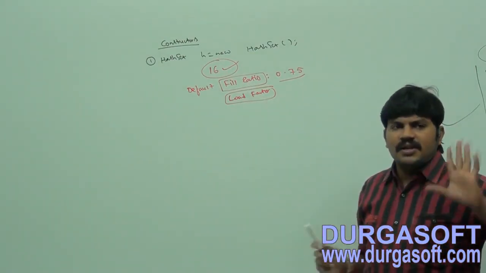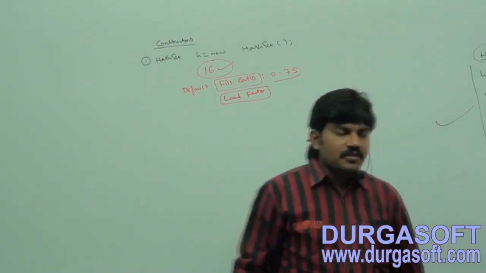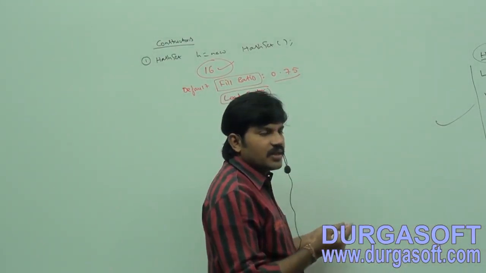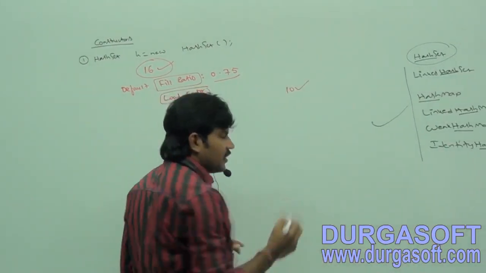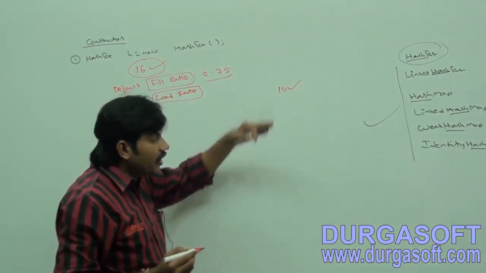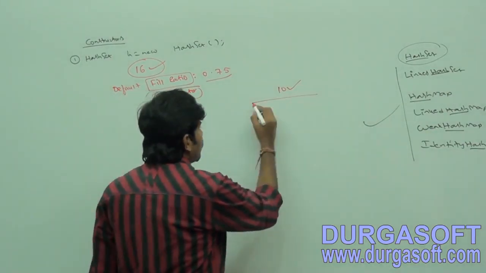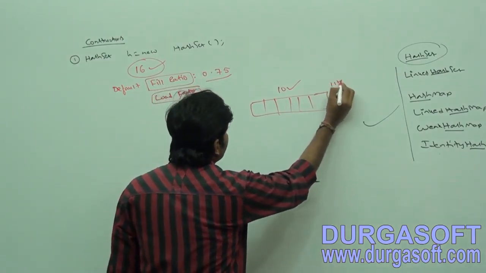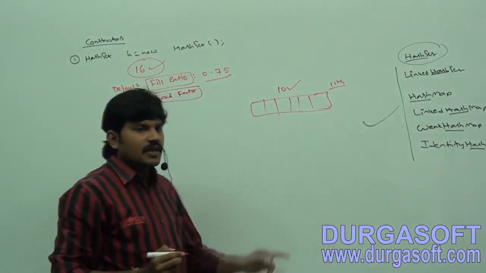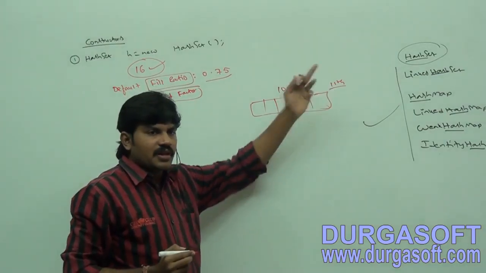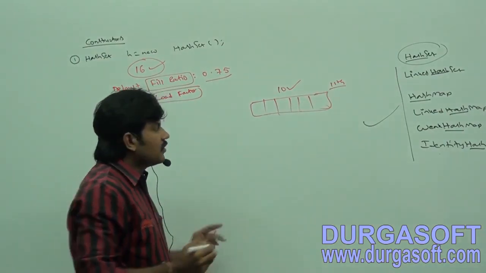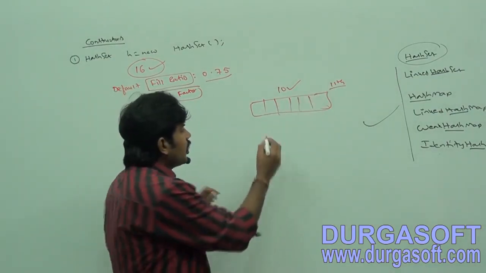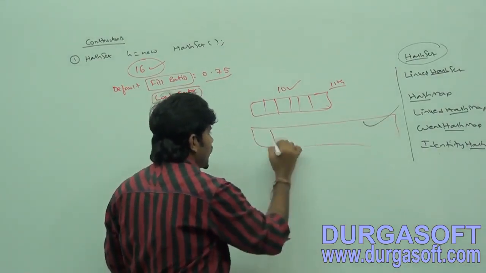In a normal ArrayList, what is the default initial capacity? 10. After completing all 10 elements, if I try to insert the 11th element, then a bigger ArrayList object is going to be created.